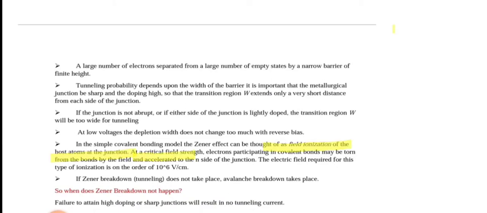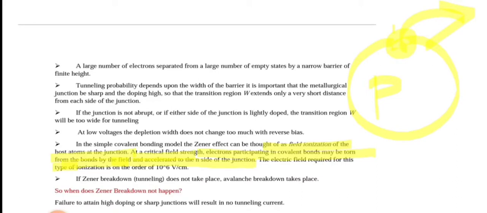At critical field strength E, electrons participating in covalent bonds may be drawn from the bonds by the field and accelerated to the n side of the junction. So at a particular electric field E, electrons which have been participating in the covalent bonds will be torn out from the bond by the field and accelerated to the n side of the junction. From the P side, they will move to the n side of the junction.